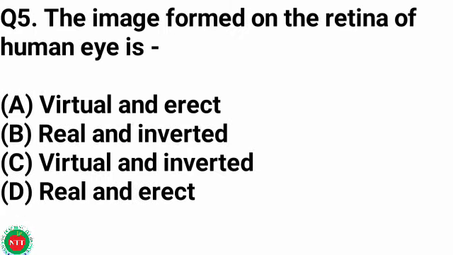Question number 5: The image formed on the retina of the human eye is virtual and erect, real and inverted, virtual and inverted, real and erect. And the right answer for this question is option B.